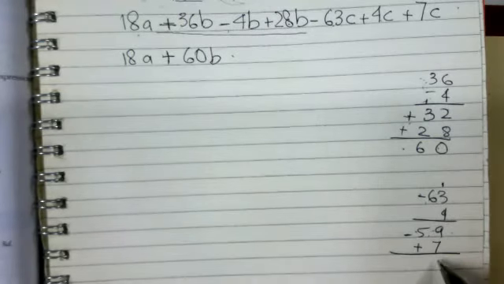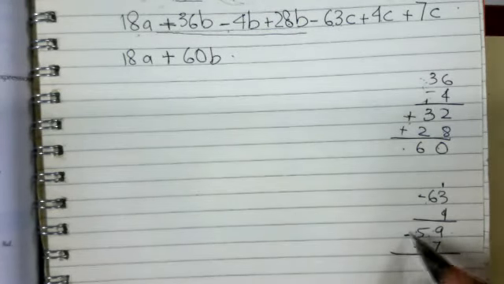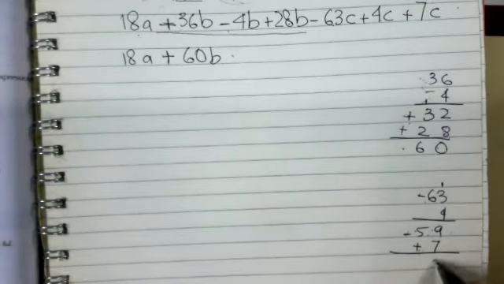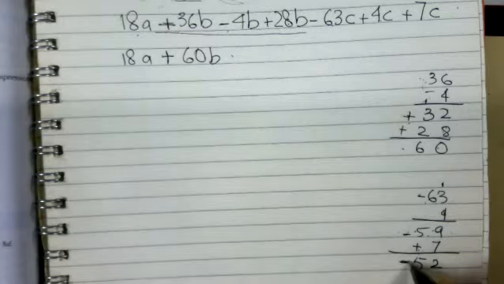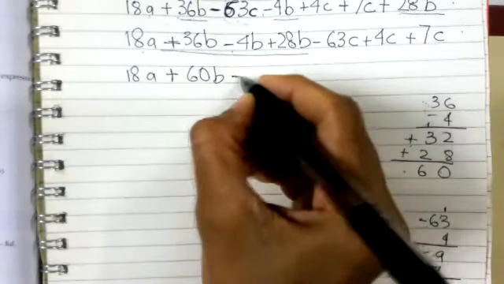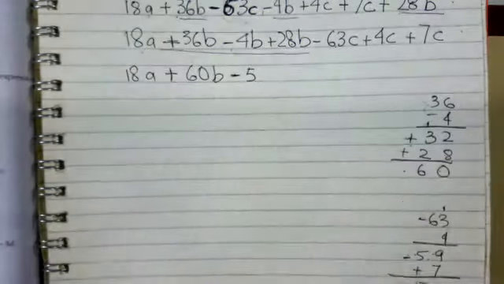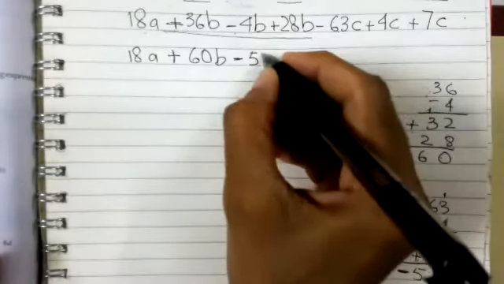Minus plus is minus, so we'll minus again. So, yeah, the signs are different. So we will subtract: 9 minus 7 is 2, 52. So 52 and the sign of the bigger number. Okay, so this will be minus 52c.